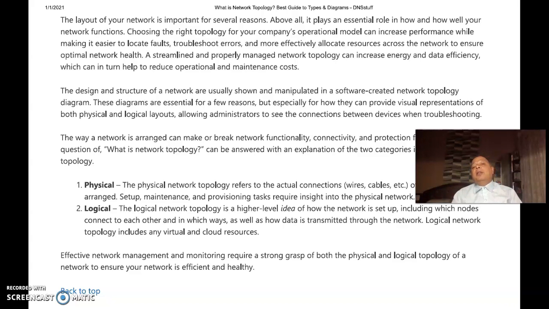Now it may happen that in your network, a few users want data intensive applications, bandwidth intensive applications. In that case, for them you can allocate more bandwidth.